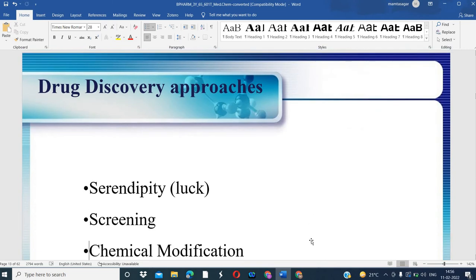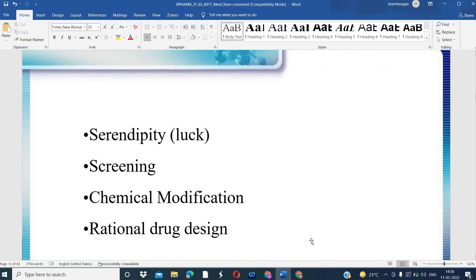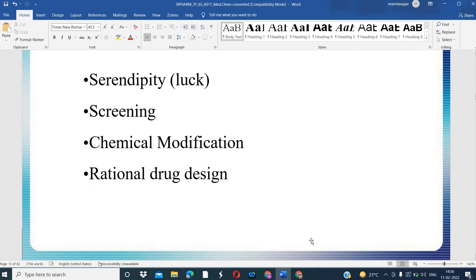Drug discovery approaches. What are they? Serendipity, luck. Luckily you have found the solution. Screening we do. Screening you can do in the laboratory, in animals. But in the laboratory you have sample tissues or sample blood, you can try screening. But that is also a very costly process.